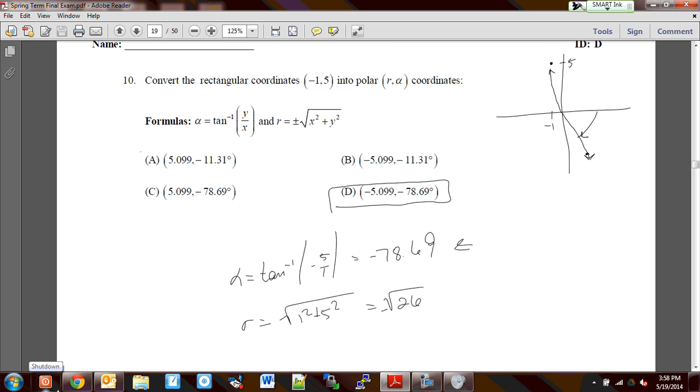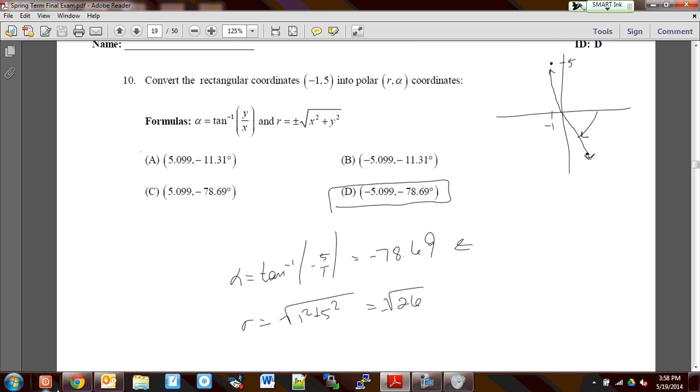78.69 degrees. Okay. For number 10, the biggest thing you're going to have to worry about is making sure that your polar coordinate and your rectangular coordinate agree. Okay, when you go from polar to rectangular, it comes out in the wash, so to speak, so you don't really have to double check it. But when you go from rectangular to polar, like in number 10, you always have to check your answer to make sure that both sets of coordinates point to the same point.